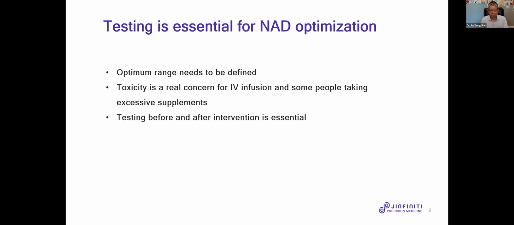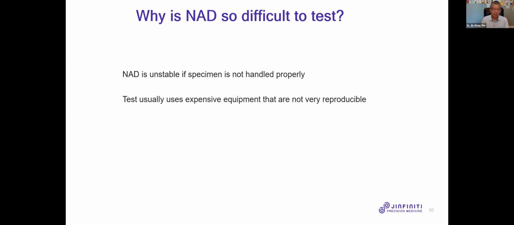And testing before and after intervention is essential, for you to know whether whatever you are trying to do is working or not, and whether you are at the optimum level. So NAD testing is very important. I don't think anyone would argue with me. But why is NAD testing so difficult?